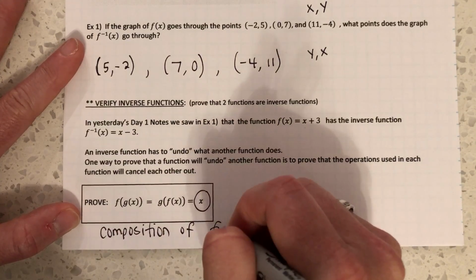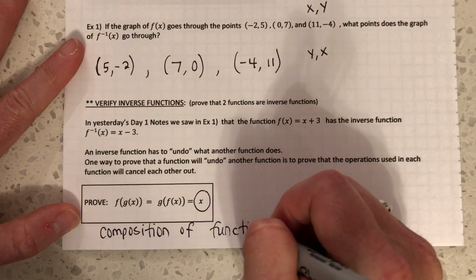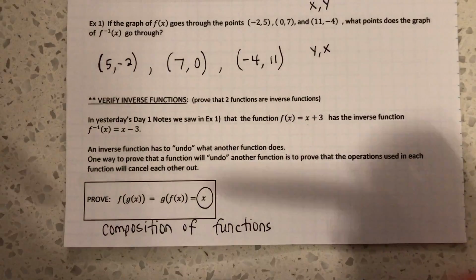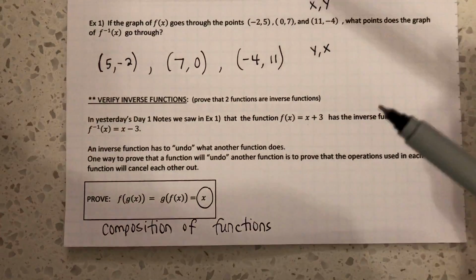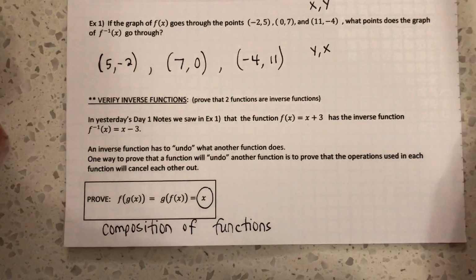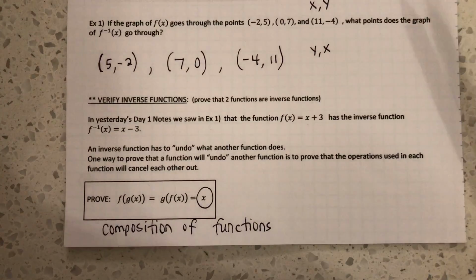Okay, all right. So basically you're just gonna plug one function into the other and make sure that the operations involved cancel each other out. If they cancel each other out, then they're inverse functions. All right, let's practice a couple examples.